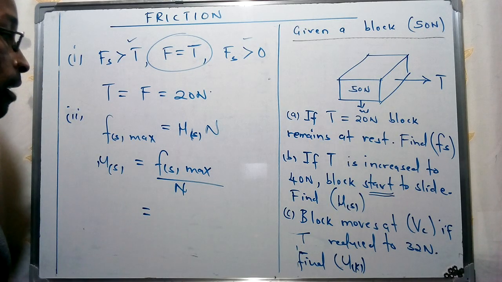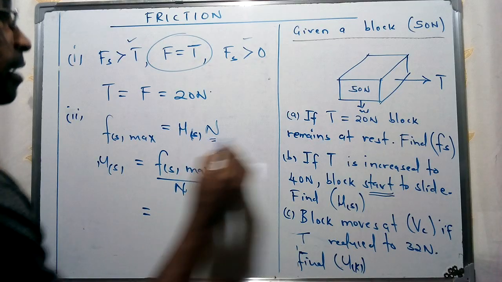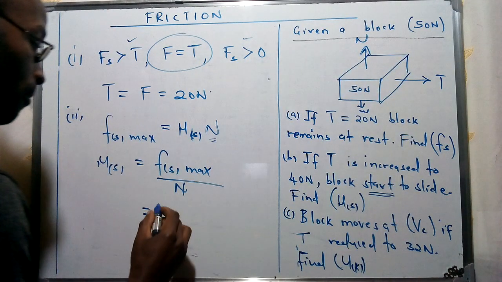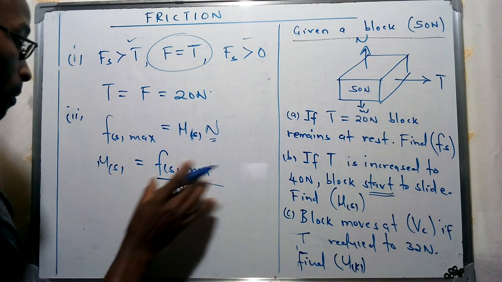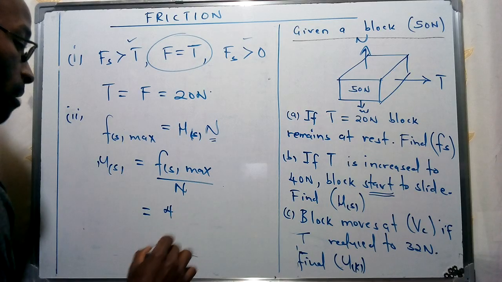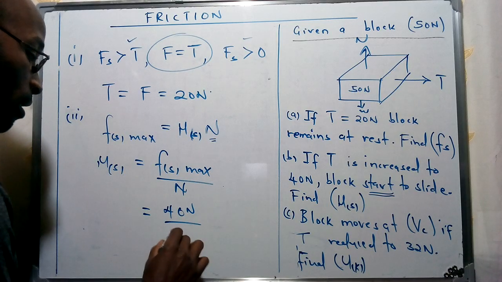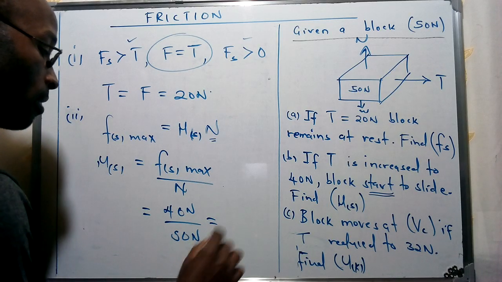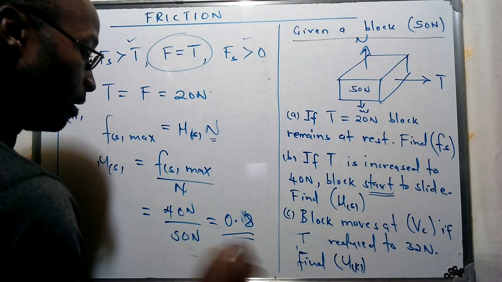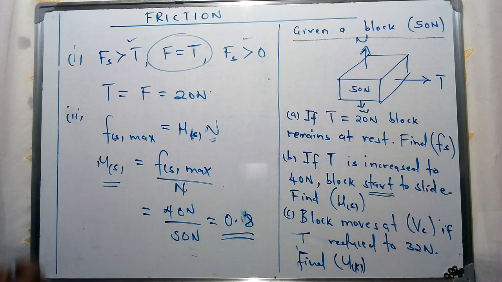And we had been told that this normal is equivalent to the weight of this object, which is 50 newtons. So the coefficient of static friction is equivalent to the maximum force applied, which is 40 newtons, divided by 50 newtons. And this is equivalent to 0.8, the ratio for the coefficient of static friction.